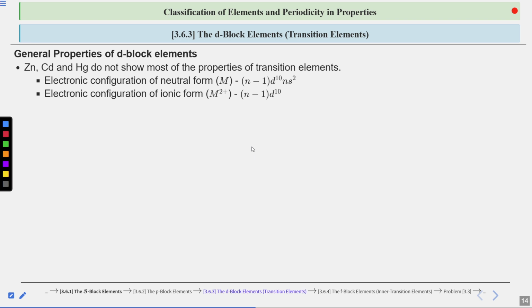So their ionic form is 2+. If you remove 2 electrons, you will get again d10. So again you have a complete d subshell. As a result, it is not in the transition elements. I guess this point is clear to you. It's very important to remember this.